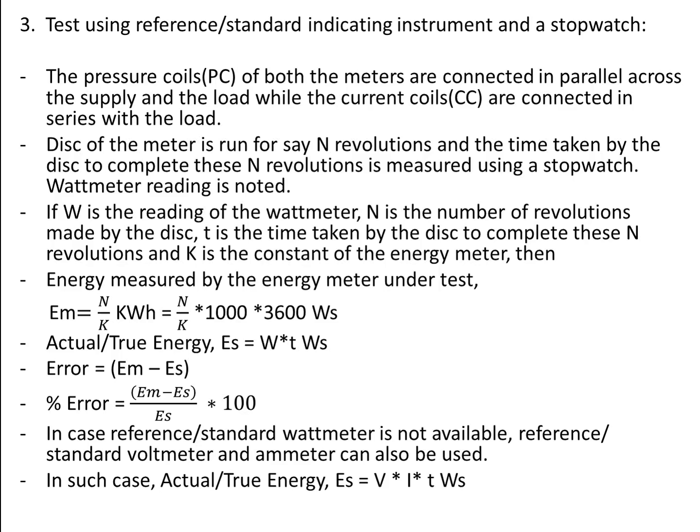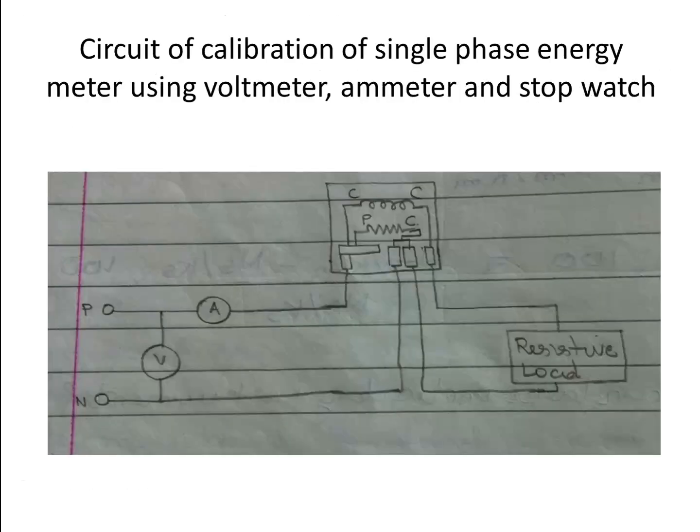Now as I told that in case you don't have a wattmeter, you can use a combination of voltmeter and ammeter. In that case, Es will be equal to V multiplied by I multiplied by T watt seconds. The circuit diagram, if you are using a voltmeter and ammeter as the second meter, is shown here.